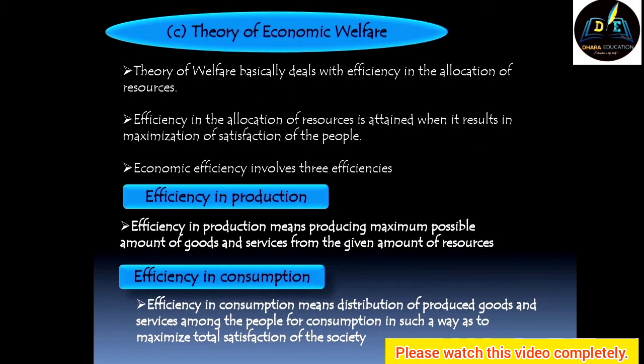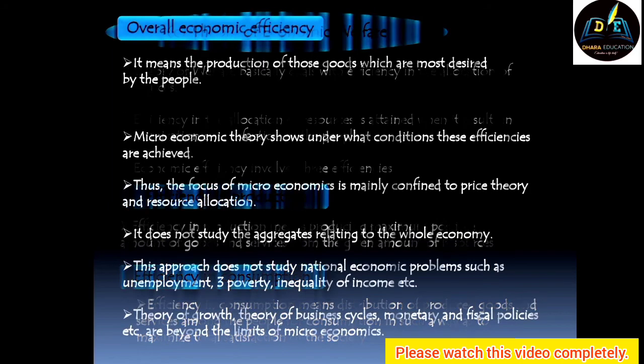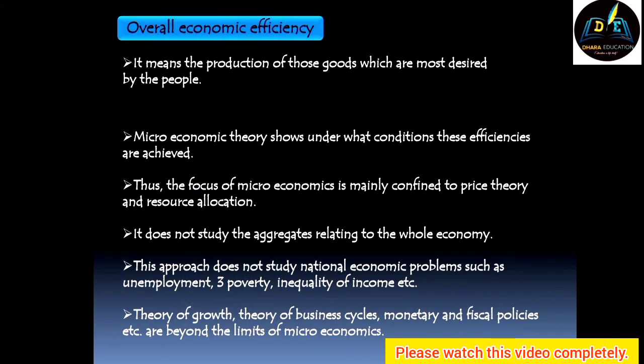Theory of economic welfare. The theory of welfare basically deals with efficiency in the allocation of resources. Efficiency in the allocation of resources is attained when it results in the maximization of satisfaction of the people. It also deals with three efficiencies: efficiency in production, efficiency in consumption, and overall economic efficiency.